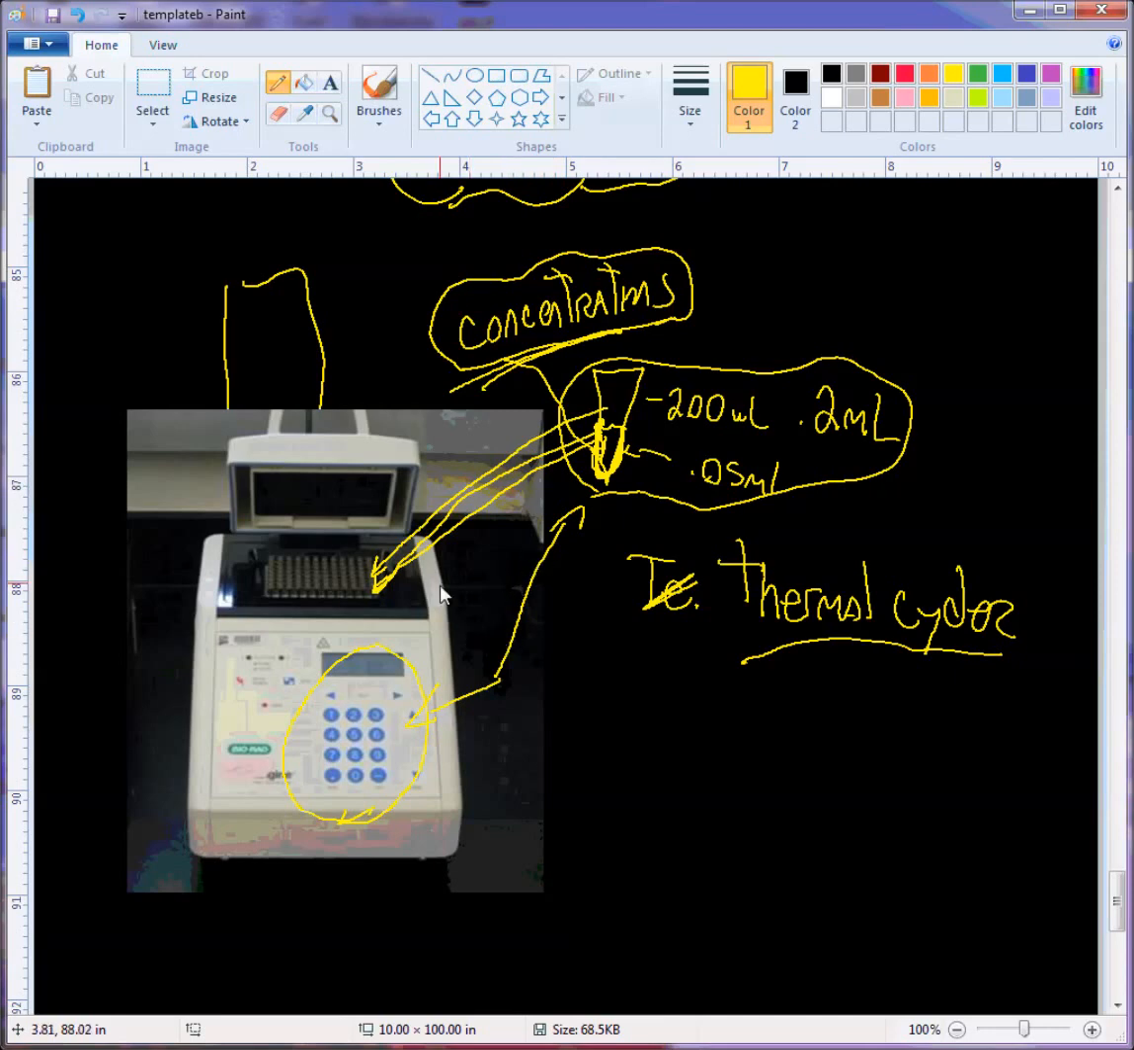So it's very easy, and when it's done, it will hold the tube at 4 degrees Celsius or 12 degrees Celsius or at a cold temperature. So you can set up your PCR reactions and go home and come in the next day and analyze the products. Okay, so relatively easy.